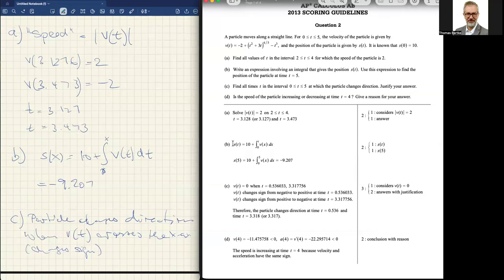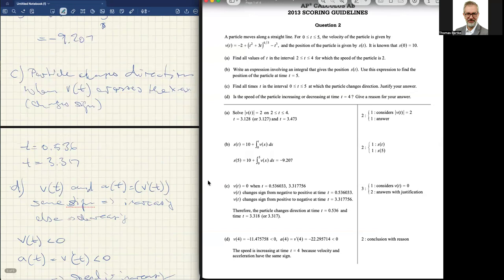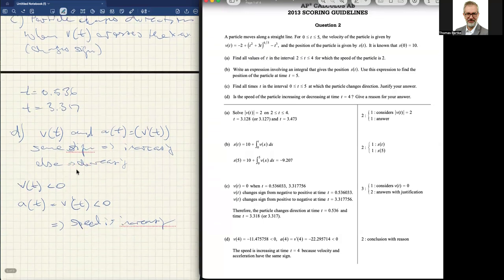So you get 1 point for writing out S of t, and then the second point for reading S of 5 from the calculator. C considers v of t equals 0, and that's these 2 points, and then v of t changes sign from negative to positive at time 0.536, and changes sign from positive to negative at time t equals 3.317. The particle changes direction, right? So that's good.